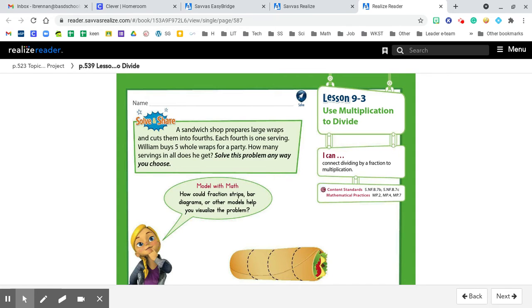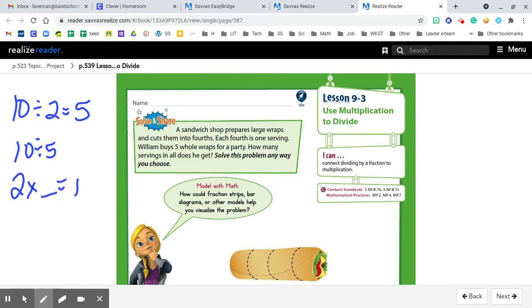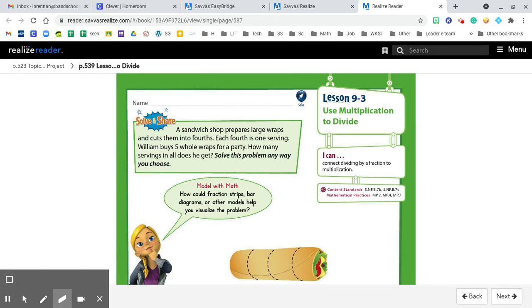Okay, in lesson 9-3, we're going to use multiplication to divide. And we know that you can use multiplication to help you solve division problems. So if you have 10 divided by 2, you know that equals 5. You can say to yourself, 2 times what equals 10? And you know the answer is 5. So we can use multiplication to help us solve division problems.